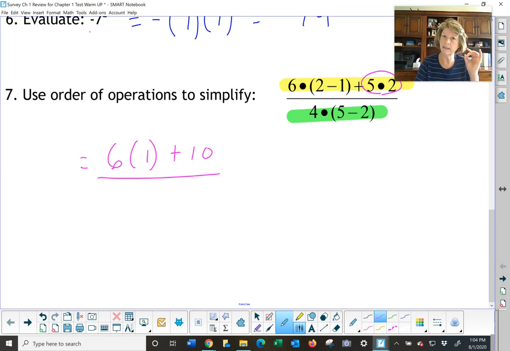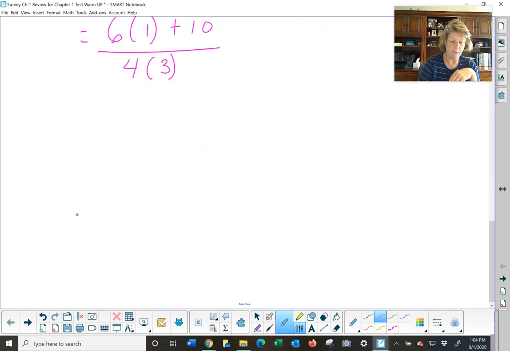Processing the bottom, first thing that I glanced at, I noticed there's parentheses as well as multiplication as well as subtraction. So what should come first? Grouping symbols. So let's do the 4. Leave it out there. We're going to multiply it by the 3 because I want to process the group first. Now I'm still processing my top separately. So I'm multiplying 6 times 1, that's 6. Adding 10 is 16. Bottom is 12. Reduce fractions when possible. I get 3 halves.